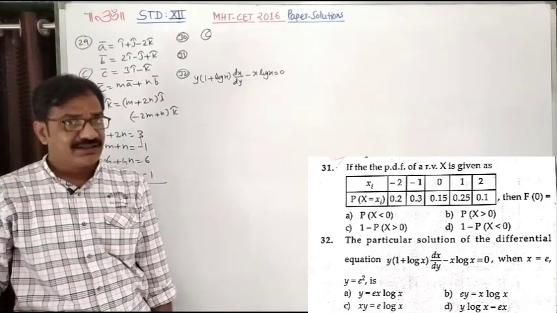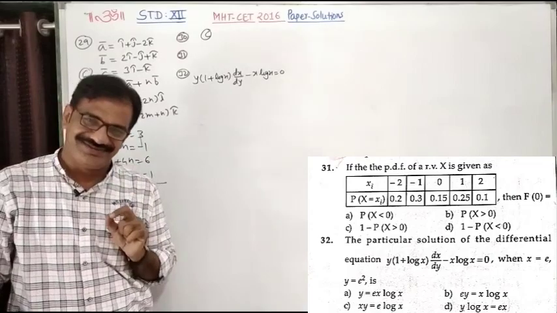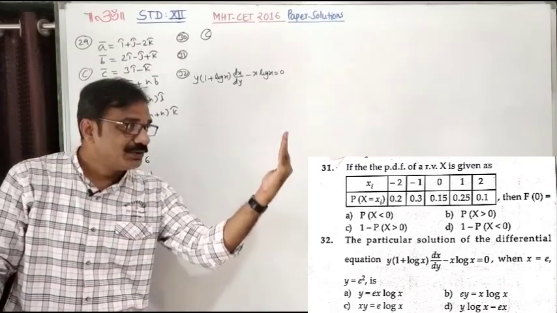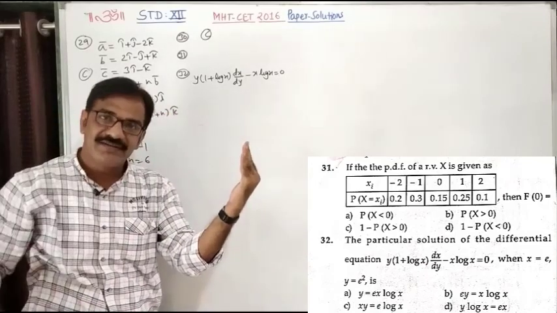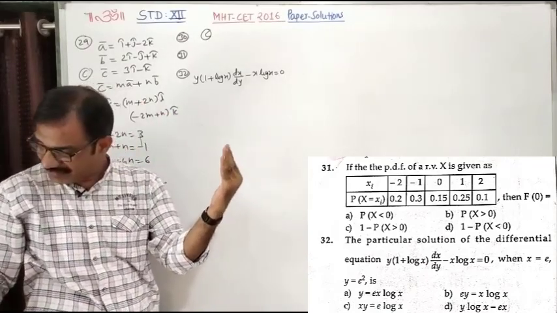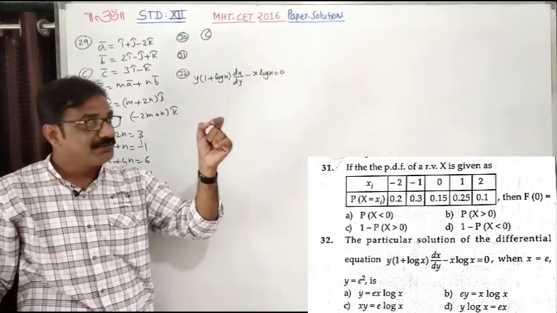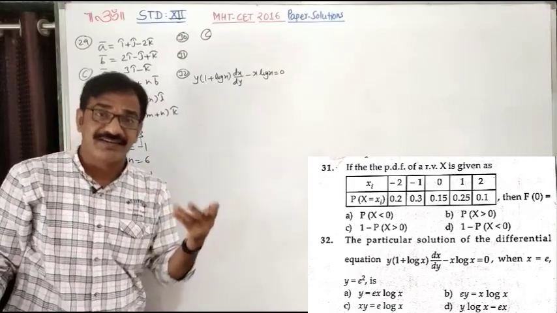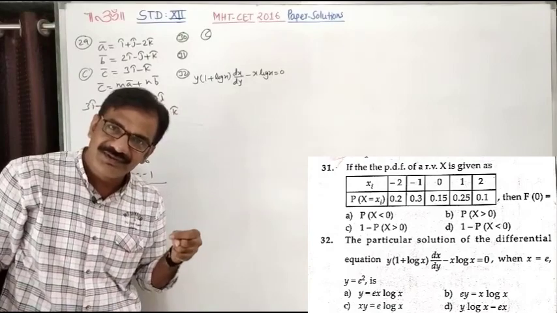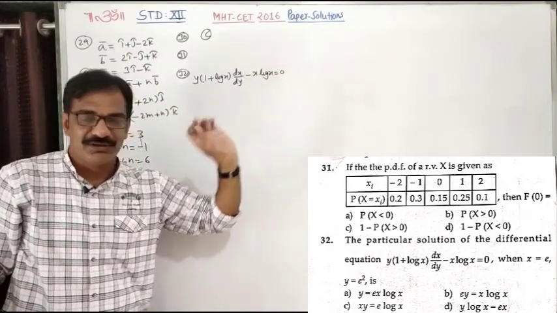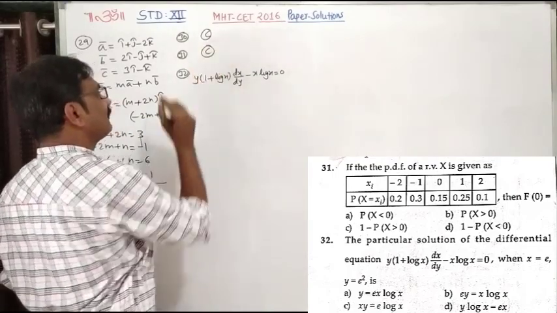See the 31. The table is given, then what is capital F of 0? Actually it is a CDF. As you know, F of 0, what is the meaning of F of 0? The sum of all probabilities up to 0. Then who all are summed up to 0? P of minus 2 plus P of minus 1 plus P of 0. How can we write this differently? 1 minus P of x greater than 0. Those greater than 0 are all subtracted from 1. So your option is C again.